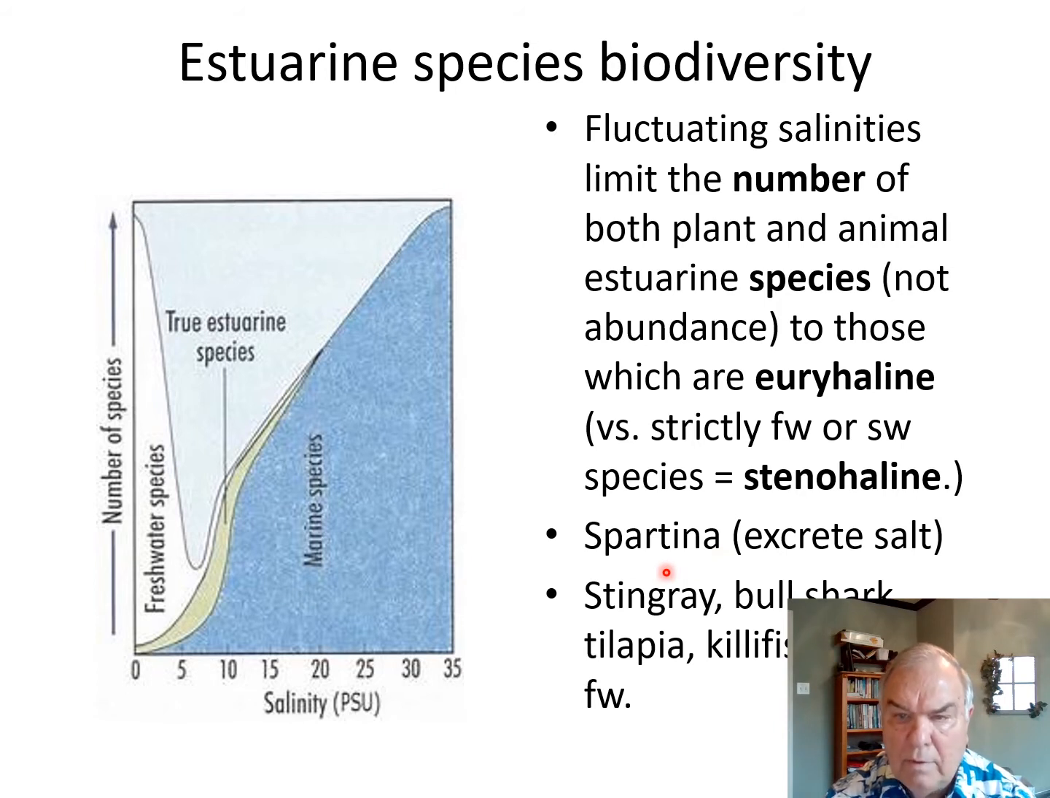Spartina, for example, is euryhaline. We discussed it a little earlier. That's that fringing salt marsh plant that actually survives by excreting salt onto its blades. Some of these other organisms that you typically associate with saltwater, stingrays, bull shark, tilapia, killifish, can actually all tolerate fresh water for prolonged periods of time. So they would be euryhaline as well.